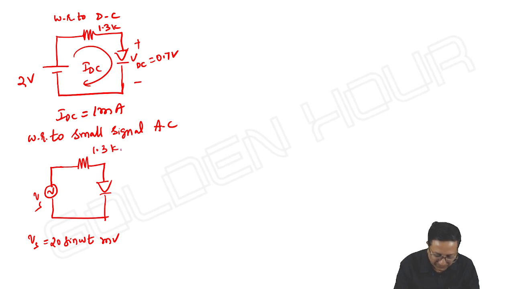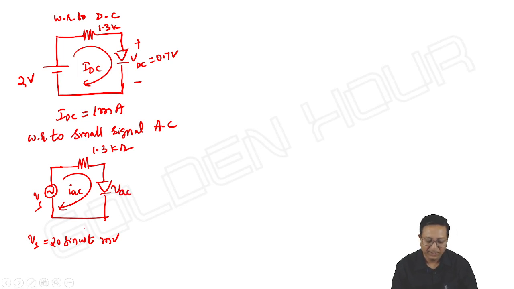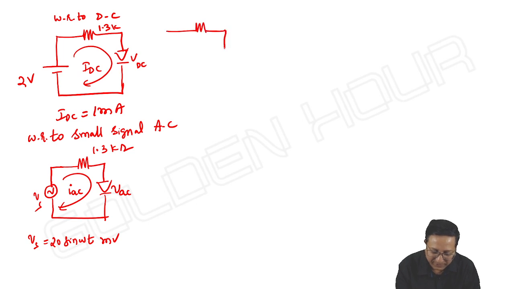Same 1.3 kilo ohms, IAC and VAC. What is the equivalent circuit we are writing here? For better understanding of why I am doing all these things, because at the very beginning you should understand all these points. Equivalent circuit, I am writing it like V gamma.